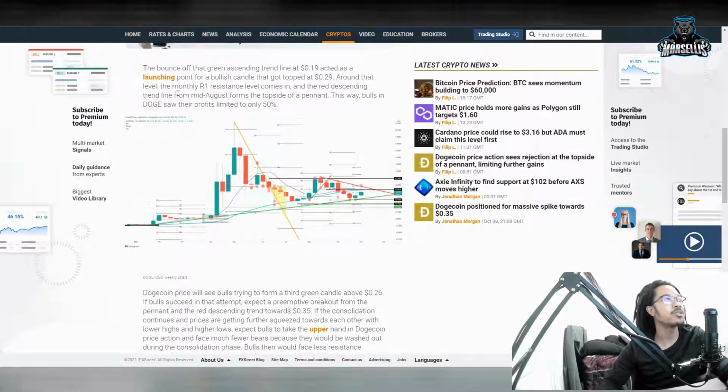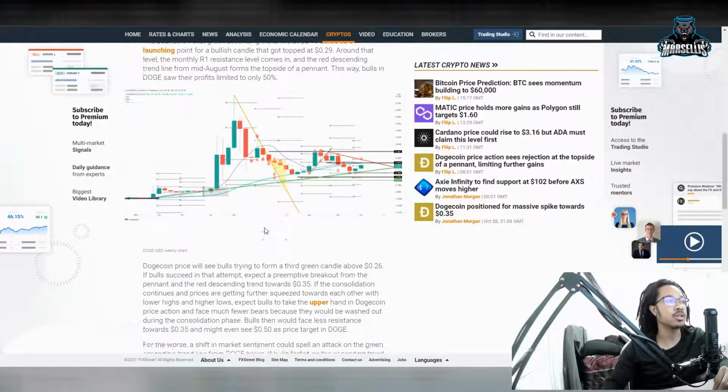So the bounce off that green ascending trend line at 19 cents acted as a launching point for a bullish candle that got topped at 29 cents. Around that level, the monthly R1 resistance level comes in, and the red descending trend line from mid-August forms the top side of a pennant. This way, bulls in Doge saw their profit limited to only 50%. So this is the chart they're talking about.